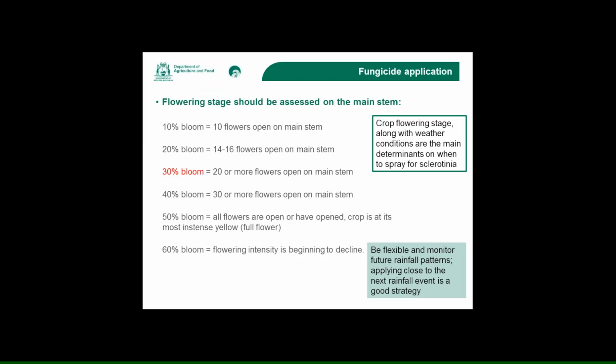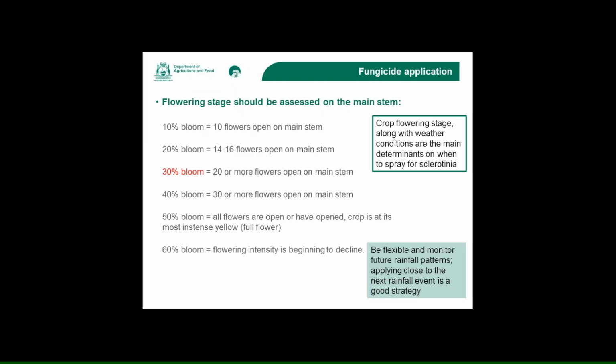So it's just a matter of being wise and considering what's happening with the weather, and also looking at the timing of the crop in question, because the time of sowing, the variety type and the flowering window will vary from paddock to paddock. So 30% bloom is 20 or more flowers open on the main stem, and that's the usual time in most years, which is a good time, but we're continuing work on looking at that.